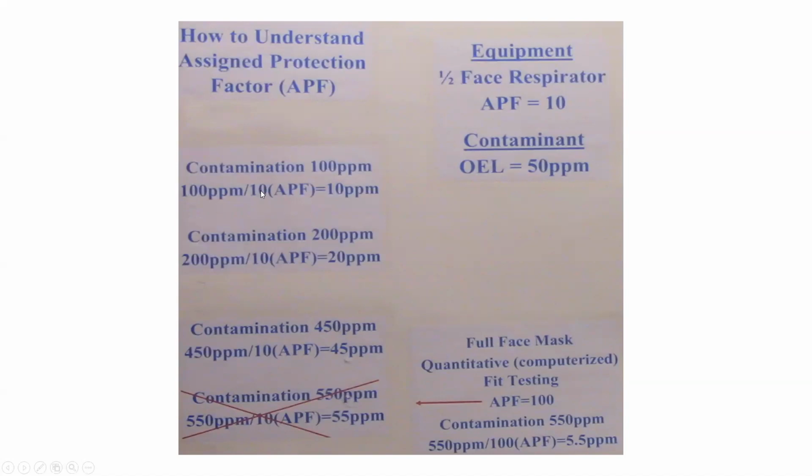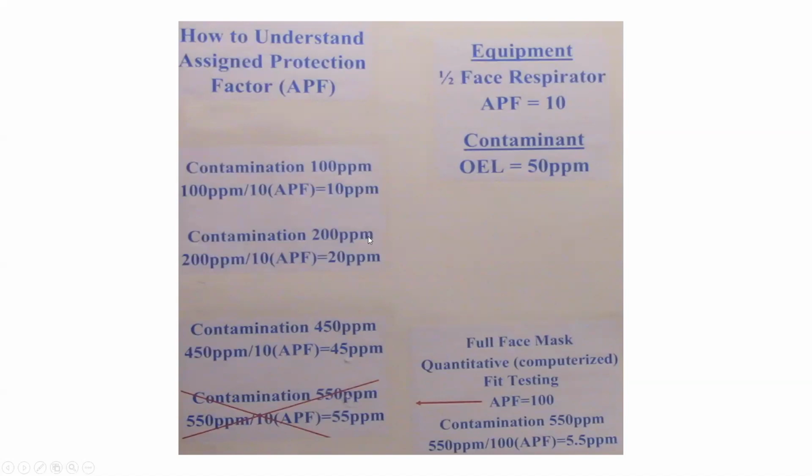Assigned protection factor is 10. If we divide 100 by 10, that means no more than 10 particles per million can sneak inside of our respirator. Occupational exposure limit is 50. We are way below the occupational exposure limit. We are good.